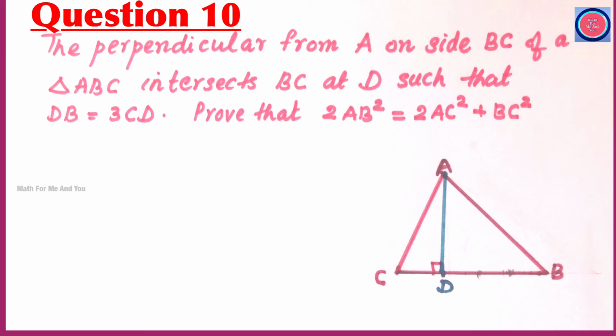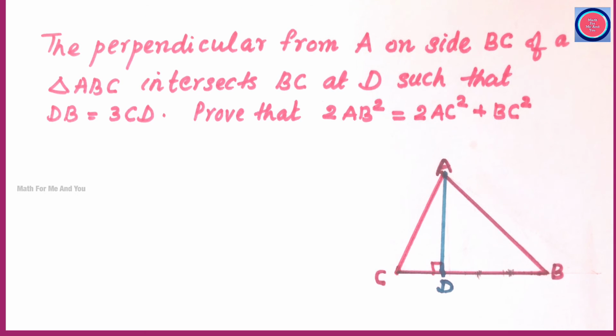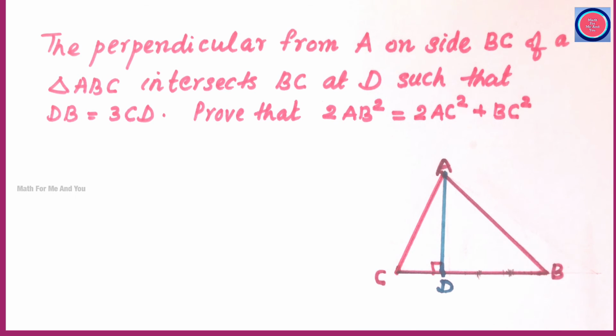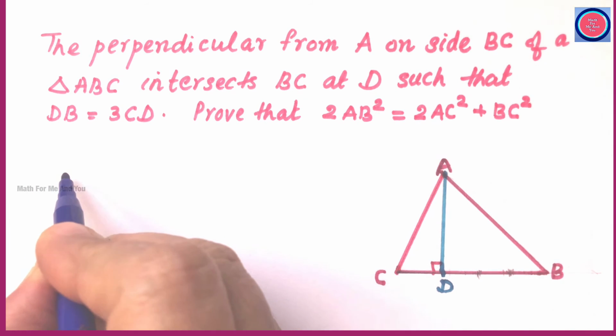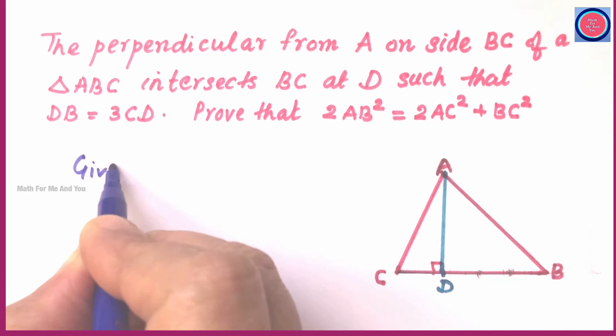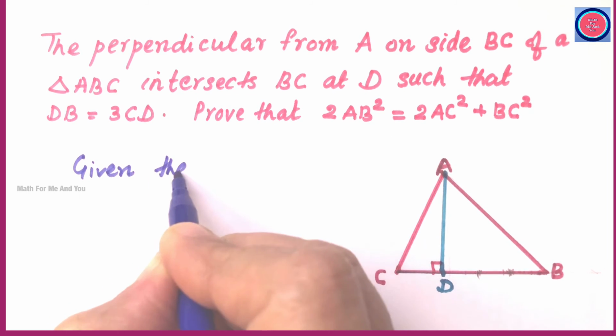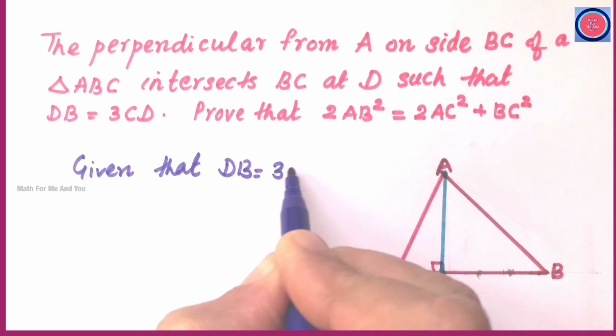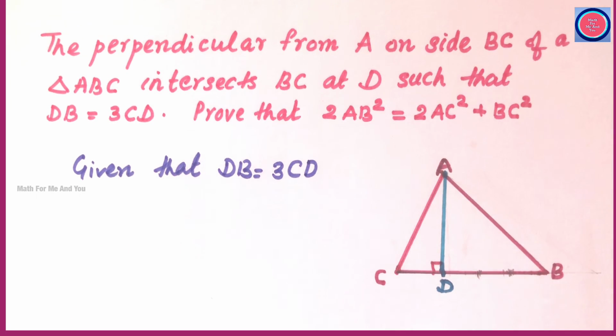The 10th question is: the perpendicular from A on side BC of a triangle ABC intersects BC at D such that DB equals 3CD. Prove that 2AB square equals 2AC square plus BC square. You could see here a triangle ABC and a perpendicular from A to the side BC, given DB equals 3CD. What does it mean? You can cut DB into 3 equal parts, each with length CD.